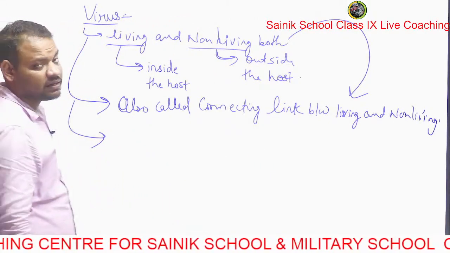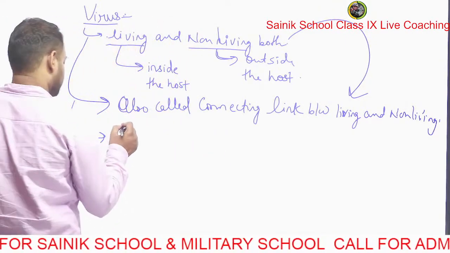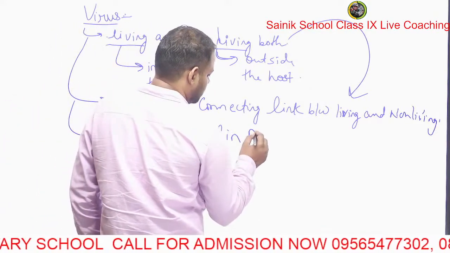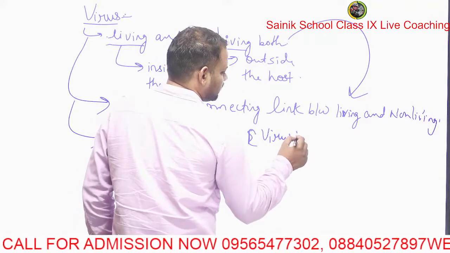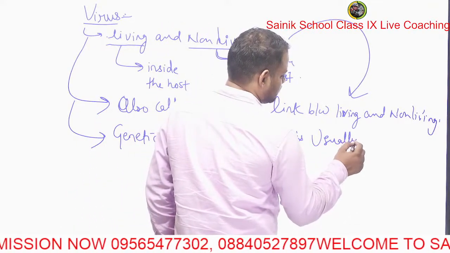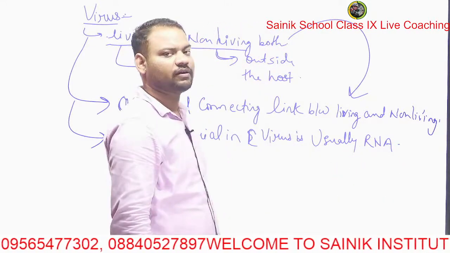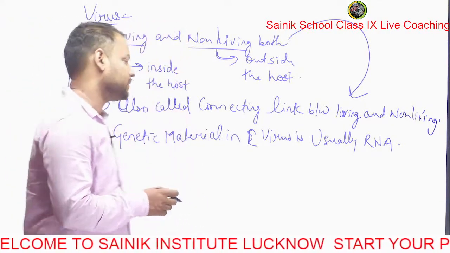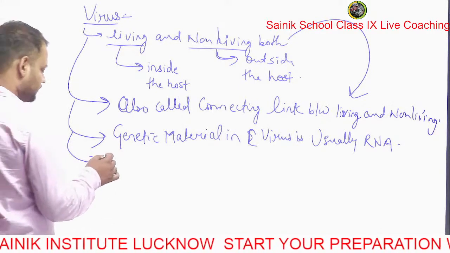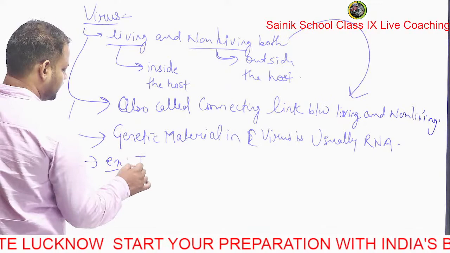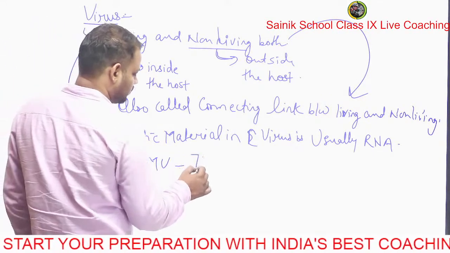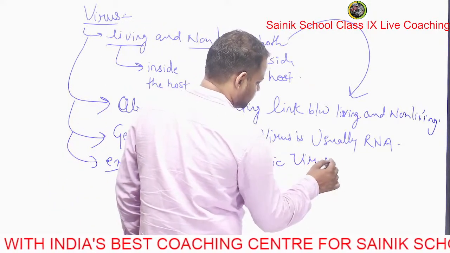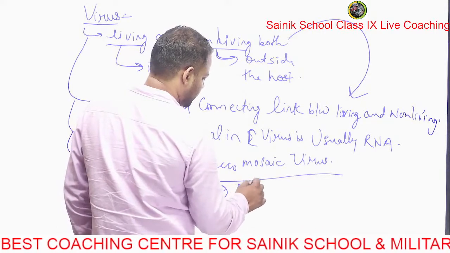Now, genetic material in virus is usually RNA. Few viruses have DNA as a genetic material. Alright, but most of the viruses have RNA as a genetic material. Now, a few examples: TMV, tobacco mosaic virus. It has RNA as genetic material.